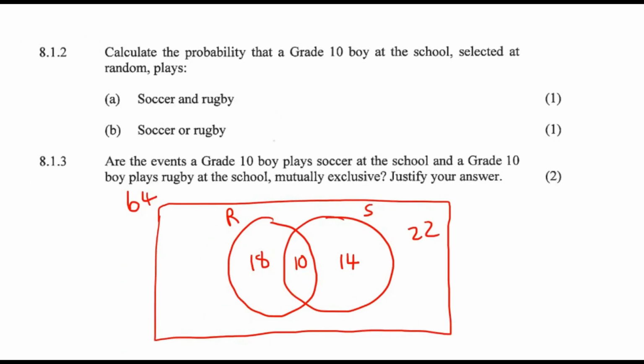Moving on to the next question. It says, calculate the probability that a grade 10 boy plays soccer and rugby. Soccer and rugby is this part in the middle. So for probability, we're going to say over the total 64, and that's 10. Then you type that on the calculator so that it can simplify the answer for you, and that would be 5 out of 32.